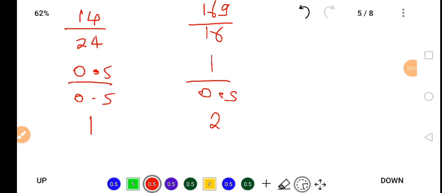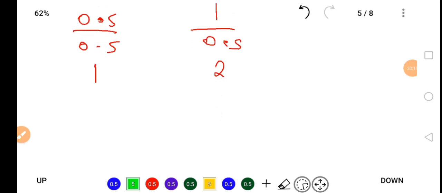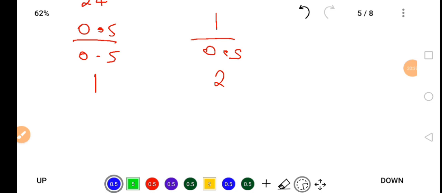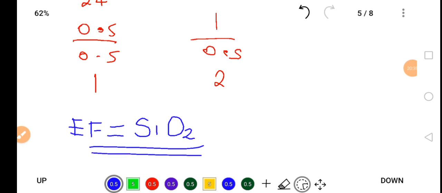Therefore, allocating or putting these atoms in the empirical formula, we are going to say empirical formula equals silicon, the number of atoms is 1 so we don't write it, so silicon, and then oxygen, it's 2. So this is silicon dioxide. That's the empirical formula.